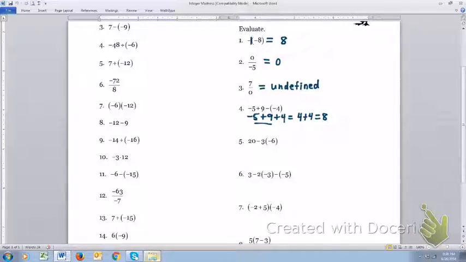On number 5, you want to be careful here. You've got a subtraction and you've got a multiplication, 3 times -6. So we always multiply before we subtract. So this becomes 20 minus -18. Notice it's 3 times -6, which is -18. We're subtracting a negative number here. So this becomes 20 plus 18, which is going to be 38.